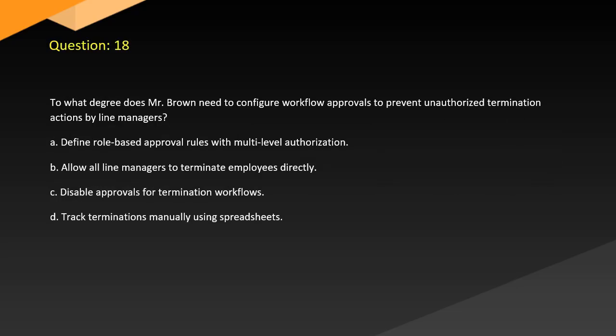Question 18. To what degree does Ista Brown need to configure workflow approvals to prevent unauthorized termination actions by line managers? A. Define role-based approval rules with multi-level authorization. B. Allow all line managers to terminate employees directly. C. Disable approvals for termination workflows. D. Track terminations manually using spreadsheets.